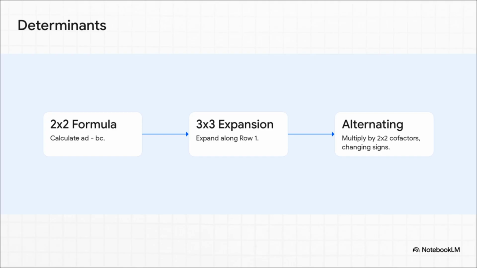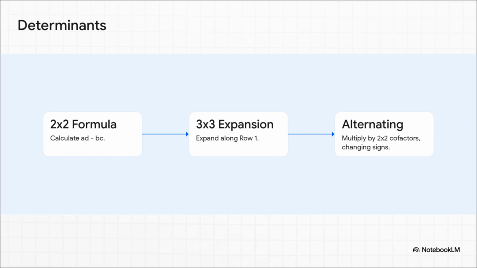Now for a 3 by 3 matrix, again we are pacing this slowly so you can see it, you expand across the first row. You take the first element A, cross out its row and column, and multiply it by the determinant of the 2 by 2 chunk that's left. The absolutely crucial thing here, the alternating signs.